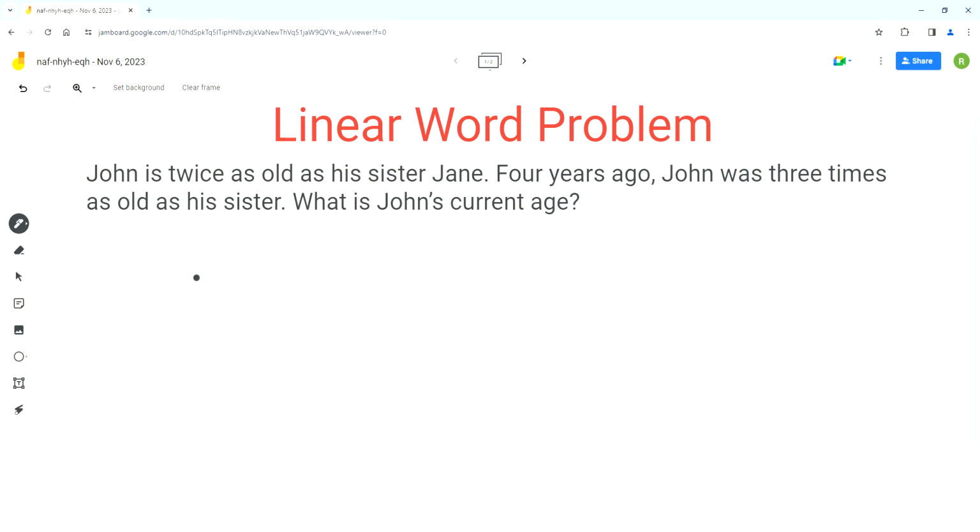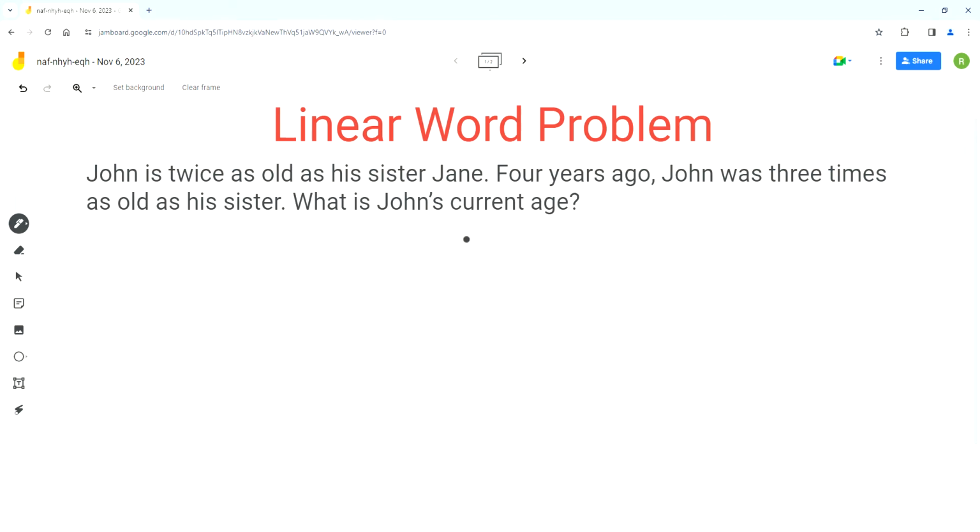So as per the problem, John is twice as old as his sister Jane. 4 years ago, John was 3 times as old as his sister. And we have to find John's current age. So for this problem, we'll have to write an equation. And to write an equation, we need a variable. So we'll have to write a let statement for a variable.